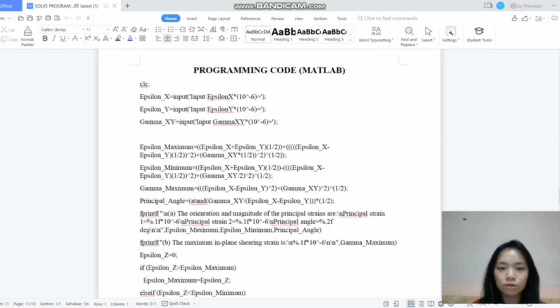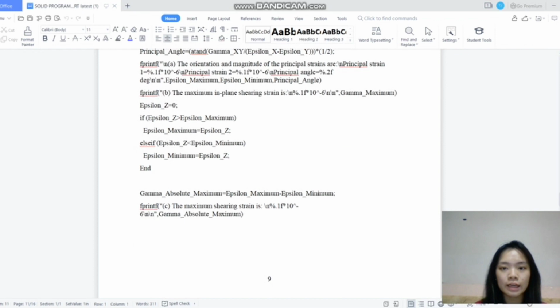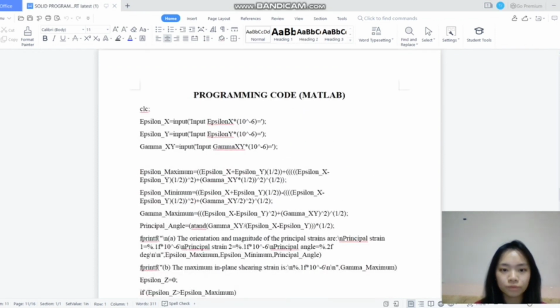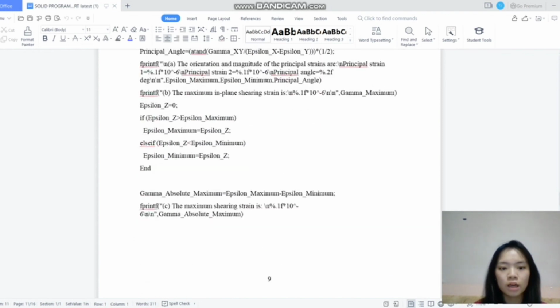Lastly, for the computer programming, I was using MATLAB, as it requires us to put in different values to get the answer that we want. So here it is, I put in the formula, and for us to put in different values, we can put them here. I already ran the program and made sure it works. So that's all from me.